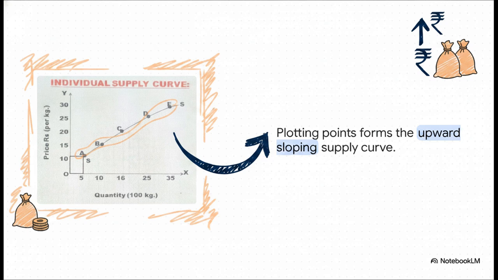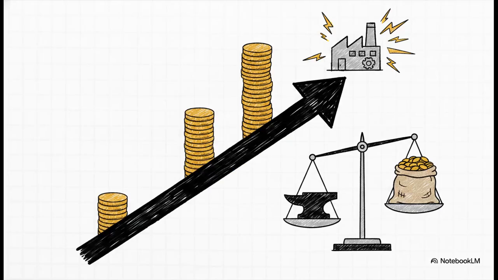You can see point A sitting way down there at 10 rupees and 500 kilos, and then point E just soaring up to the top right at 30 rupees and 3,500 kilos. That positive slope right there? That is your direct visual proof of the law of supply. As the price climbs, the quantity supplied expands right alongside it.